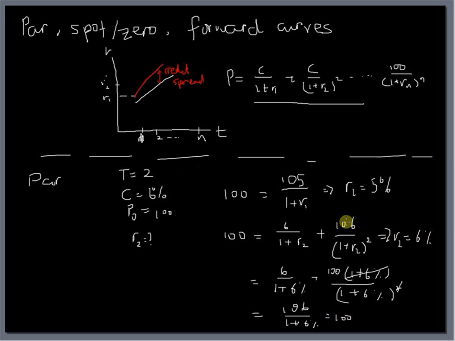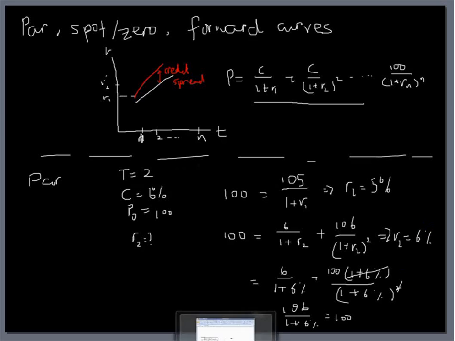So basically what I've just proved is that for a par bond, the yield is always equal to the coupon. You realize that in the first case the coupon was 5% and the yield was 5%. In the second case the coupon was 6% and the yield was also 6%. So to plot a par curve is going to be very straightforward. Simply use the coupon as the yield.